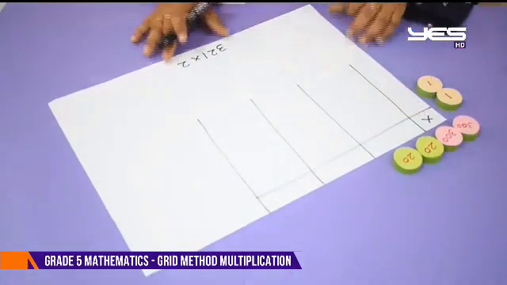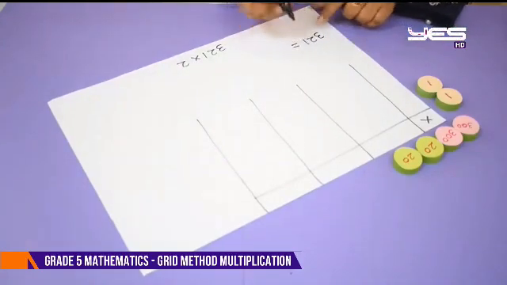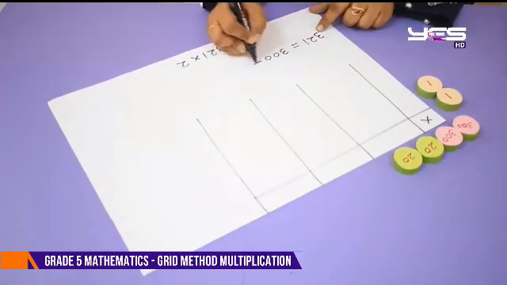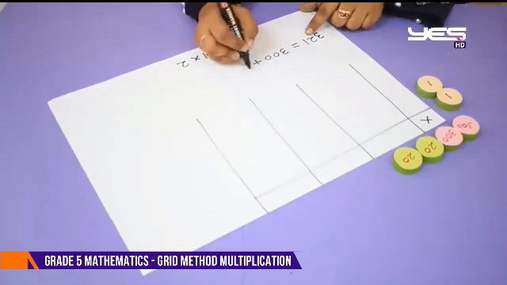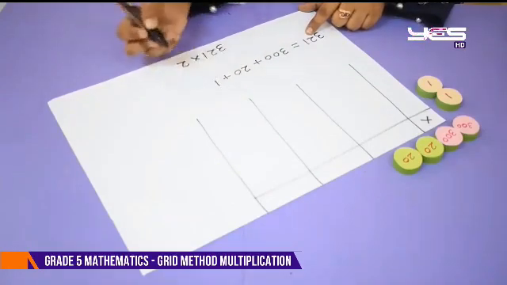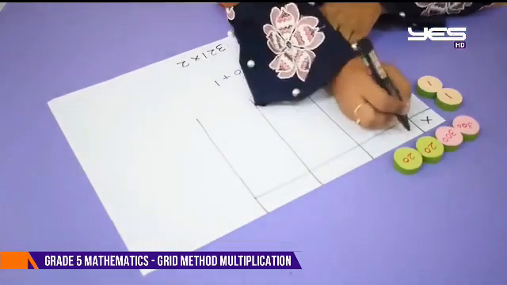Then what is the next step, children? The next step is we need to expand this number. So how many hundreds are here? 3 hundreds plus how many tens? 2 tens and 1 unit.